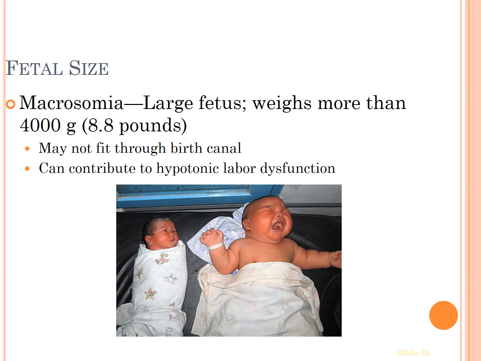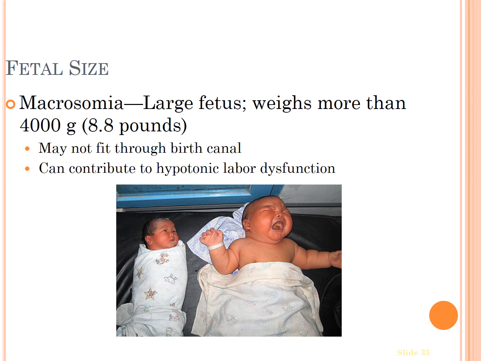Well, let me go ahead. Fetal size is one of the complications that can occur, and you can see in these pictures the difference in sizes. Macrosomia, macro meaning large. So that's how you can break this word down. It means a large fetus, and that they weigh more than 4,000 grams or 8.8 pounds.